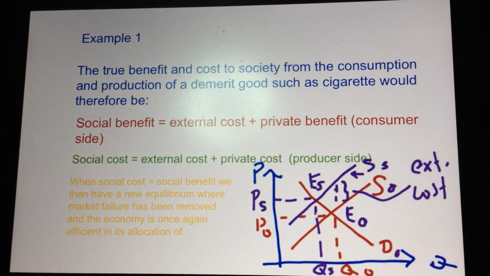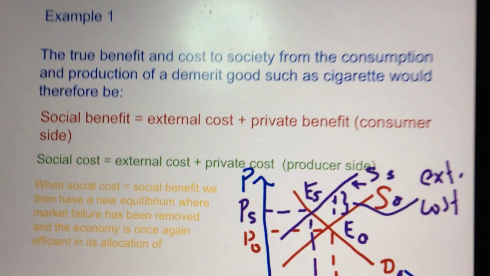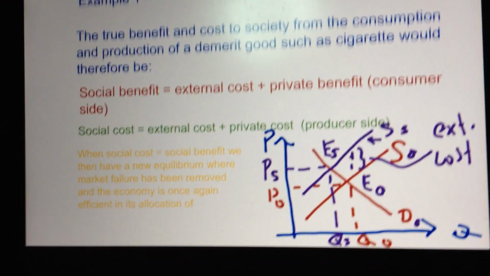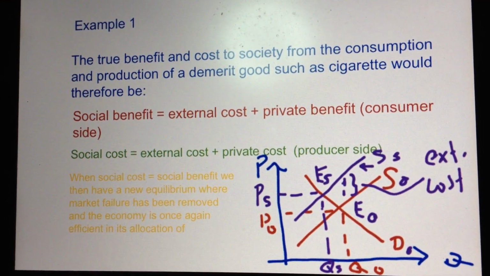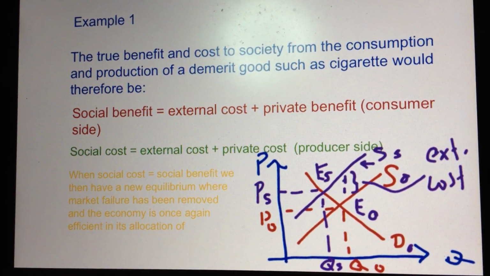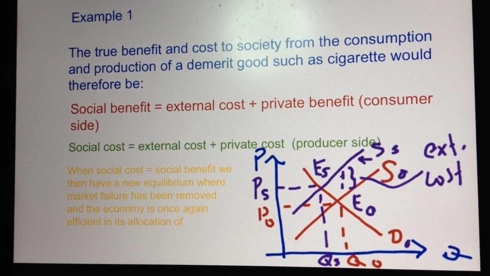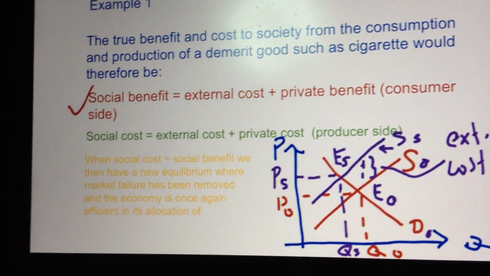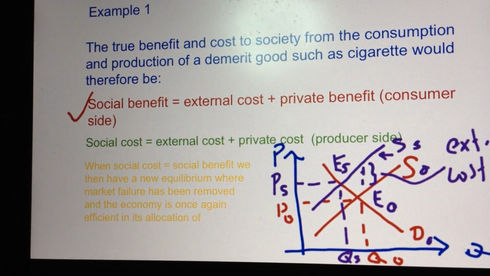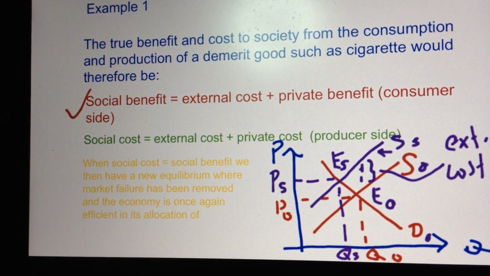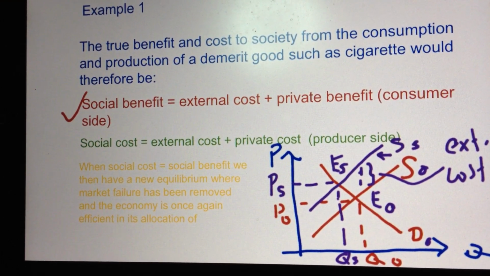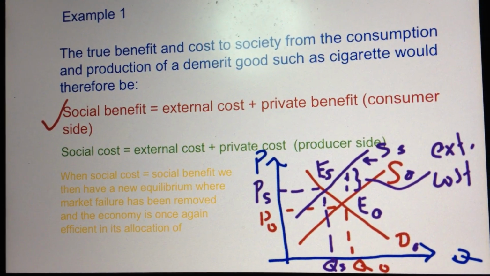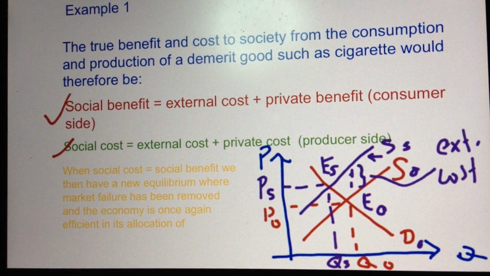So here you have the equation for the actual social benefit and social cost, as you can see. The true benefit and cost to society from the consumption and production of a demerit good, such as cigarettes, would therefore be: social benefit equals external cost plus private benefit on the consumer side. And the social cost for producers would be: social cost is equal to external costs plus the private costs, right?